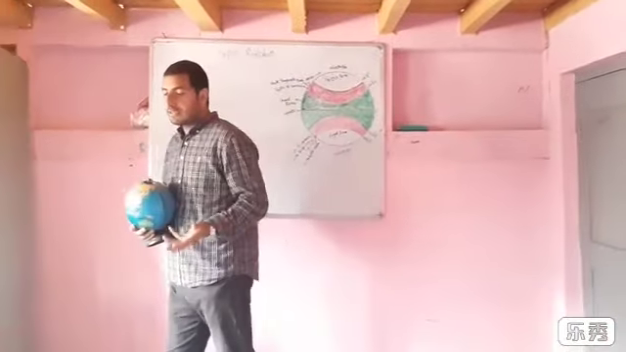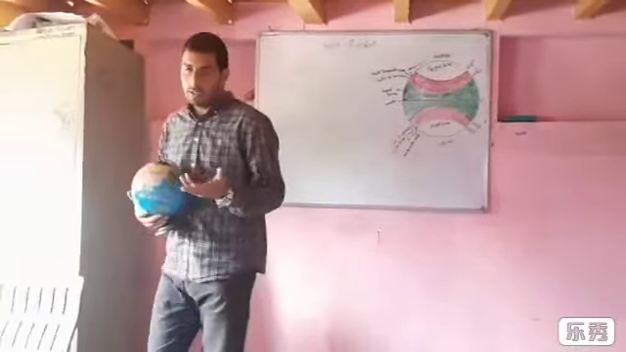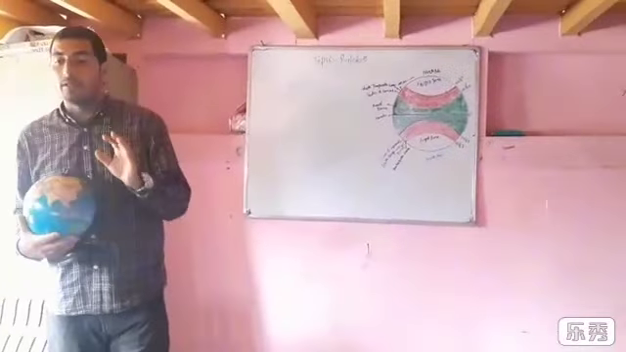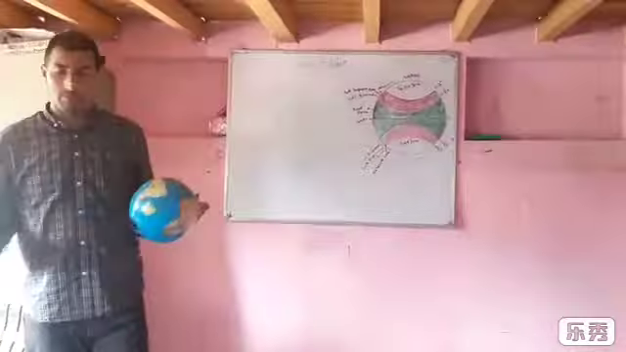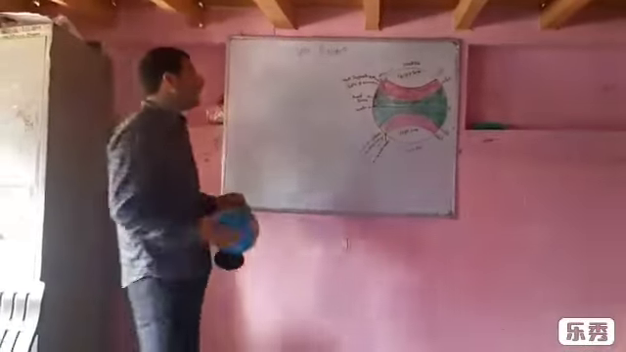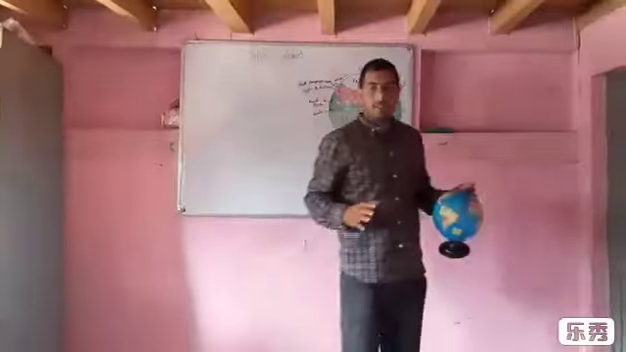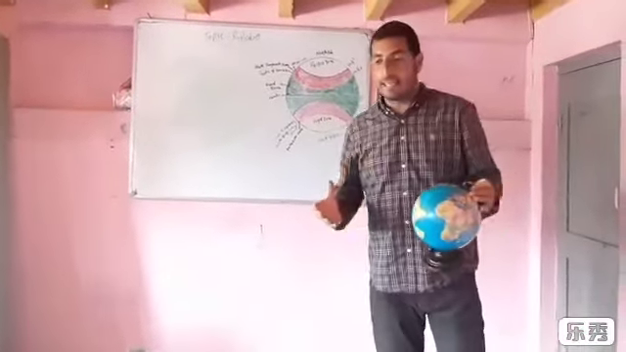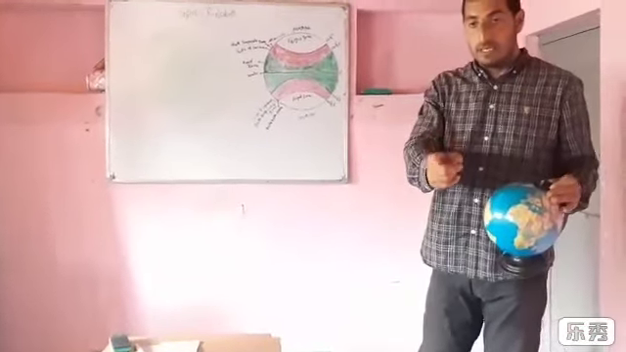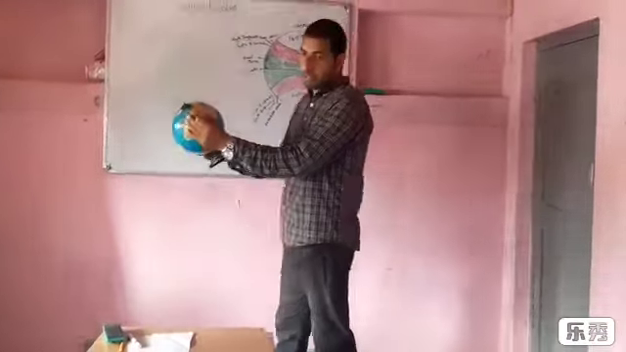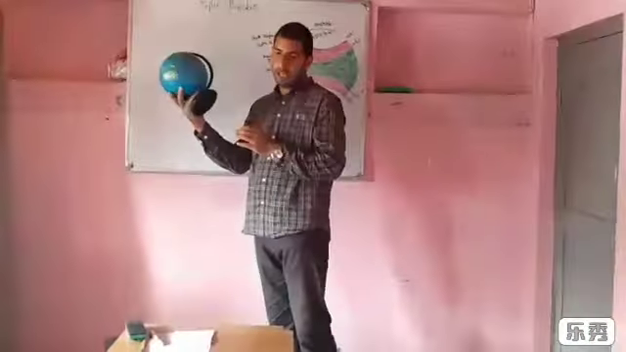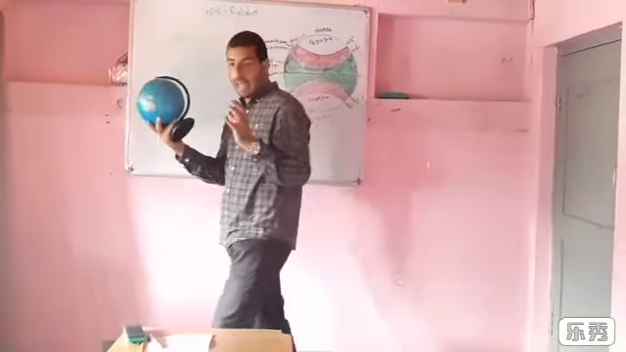And the misconception among the students is about the shape of the earth. Most students think that the shape of the earth is like an egg, but that is wrong. The shape of the earth is like an orange. You can see the shape of the globe is like an orange. It is not like an egg.